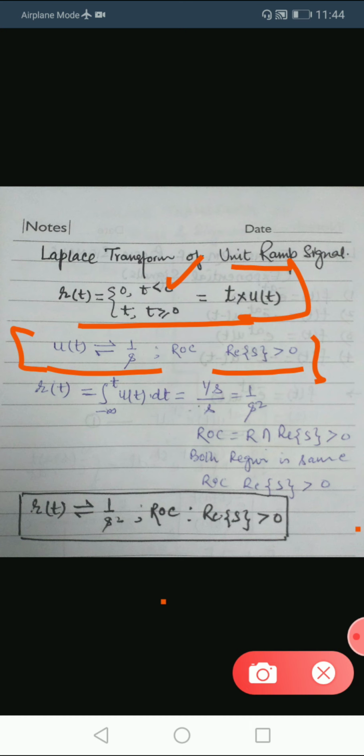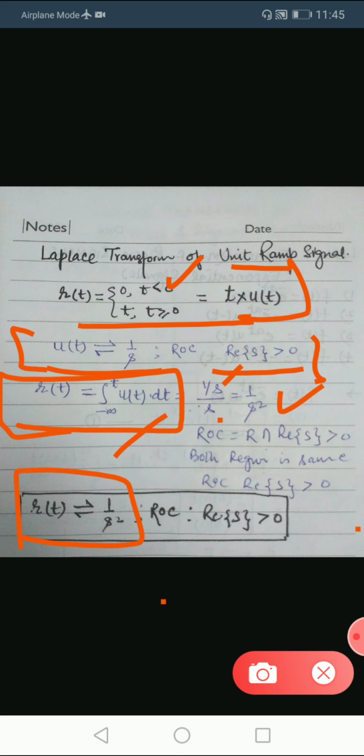Therefore, we know that r(t) is the integration of the u(t) function. This is the relation between the ramp signal and the unit step signal. Therefore we use the integration property, which states that the Laplace transform of the integration of any signal is equal to F(s) upon s. The Laplace transform of u(t) is 1/s, divided by s, that is 1/s square. Therefore the Laplace transform of the ramp signal is 1/s square.